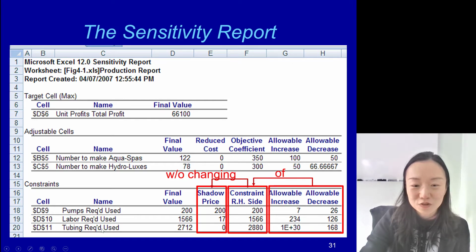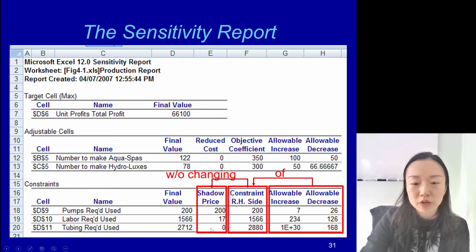You've already had enough tubing. If you look at the left-hand side of your tubing constraint when the model was solved, your left-hand side representing the amount of tubing used is 2,712 units, and you have 2,880 units available. So you already have some surplus, some tubing got left. And if you keep increasing the availability of tubing, it's not going to do anything to your total profit. You're not going to make more hot tubs and thus make more money. So this is what it's talking about for non-binding constraints. The shadow price will always be 0.